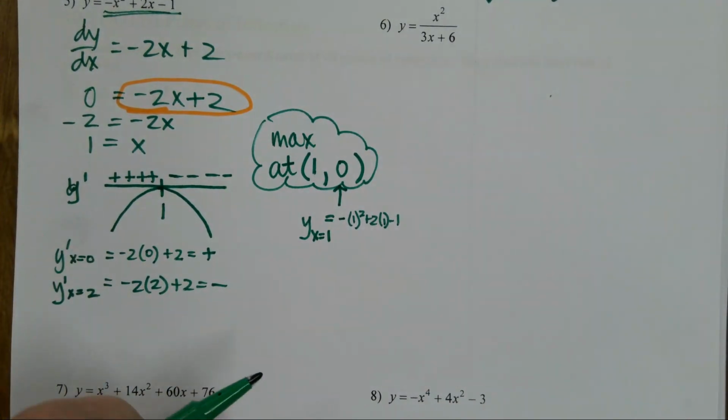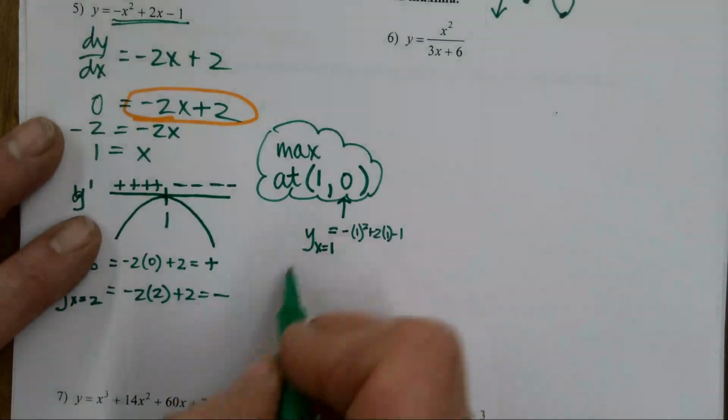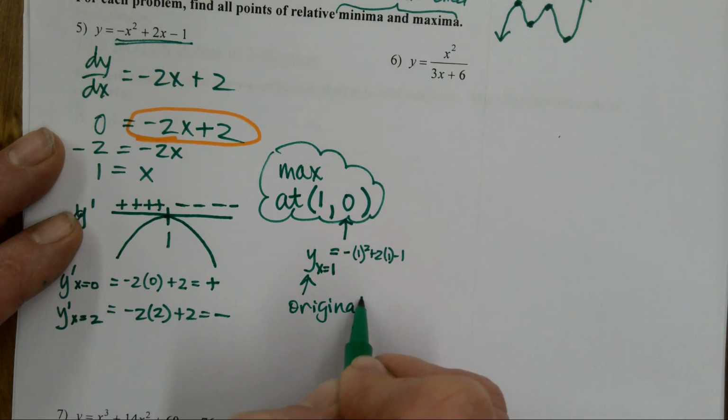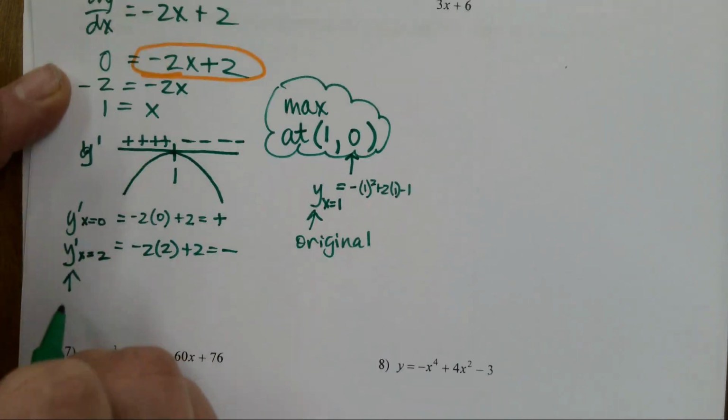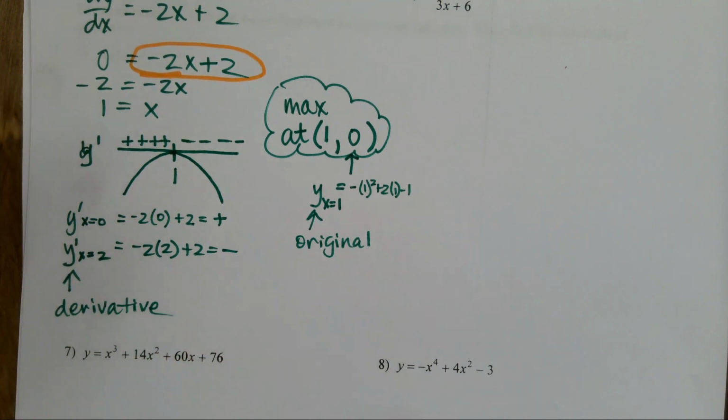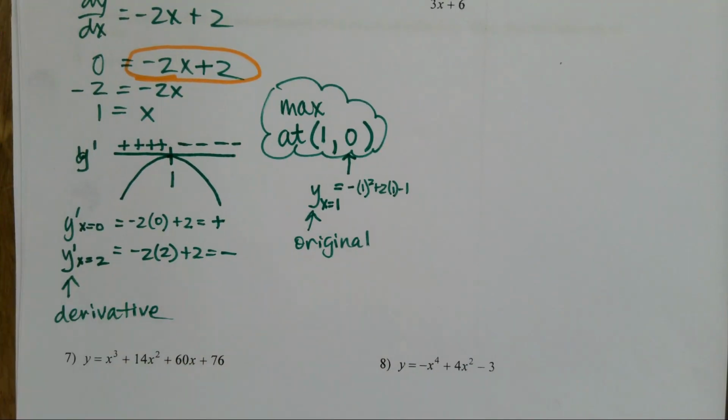Plug it into the derivative. You plug it into the original. This is the original. Yep. When I'm doing this, I go into the original. This is the derivative. When I'm checking what's happening, I use the derivative. And that's the one thing that sometimes people get mixed up.